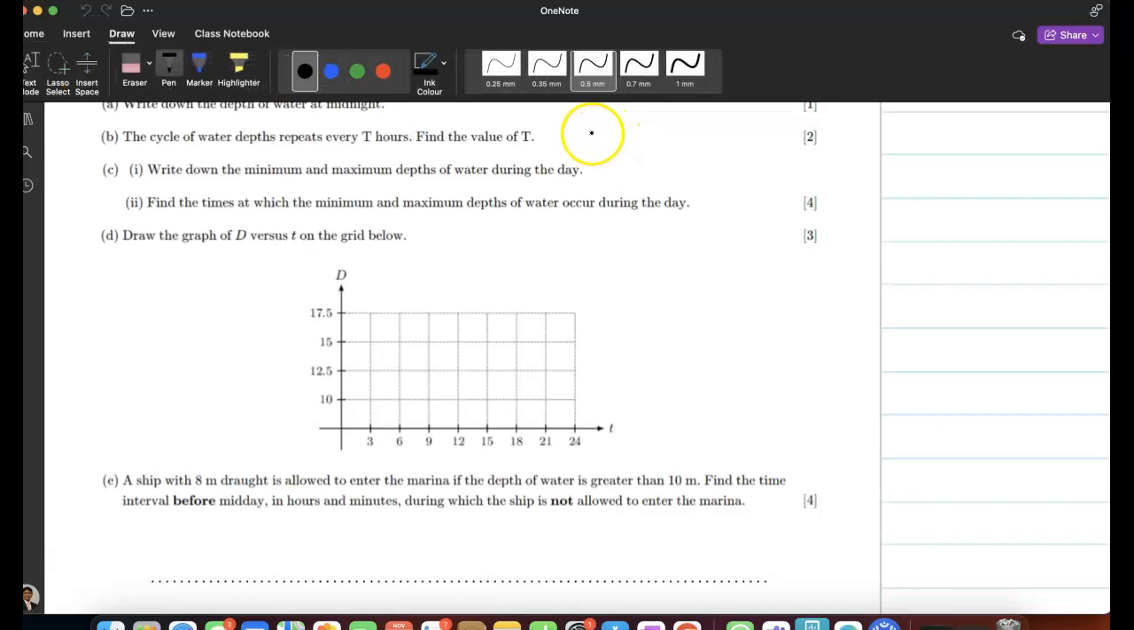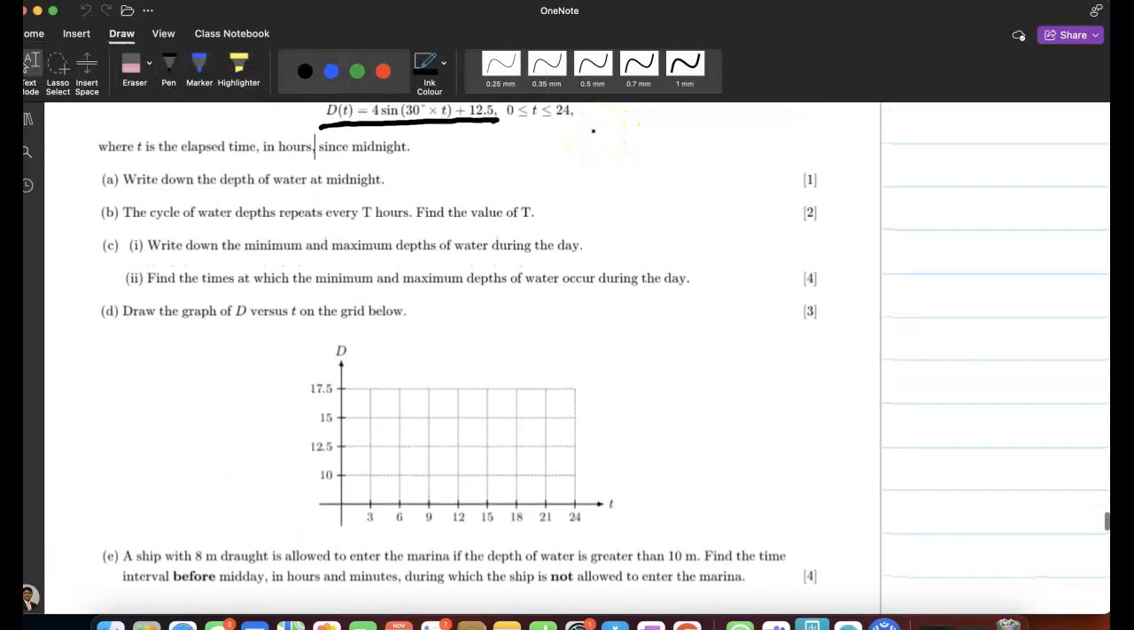Okay. So we got the 0. So the depth of the water at midnight, we got that as 12.5. Then at 12 hours, that was one cycle, we had seen on my calculator. Minimum depth is 8.5 meters and that occurs at 9 and 21 hours. That's what we got from the calculator, I'm just rewriting it. 16.5 meters and that occurs at 3 and 15 hours.